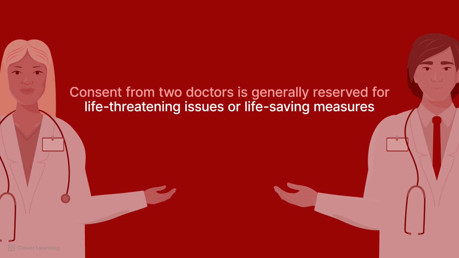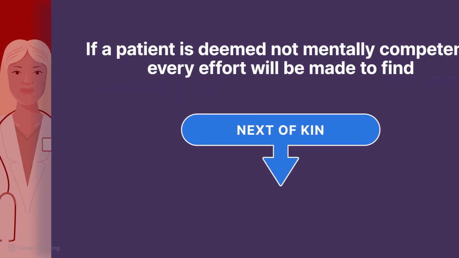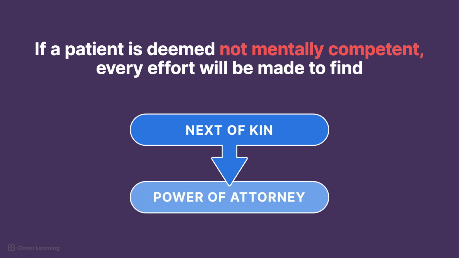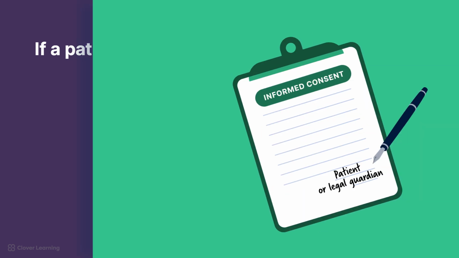For example, if a patient has a severe infection and has been deemed not mentally competent and requires a PICC line to administer life-saving antibiotics, two doctors from different specialties would provide consent in the event of no next of kin or power of attorney. However, for the most part, if a patient is deemed not mentally competent, every effort will be made to find a next of kin to act as the power of attorney for that patient.